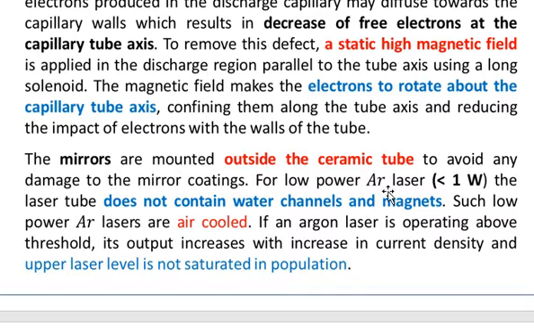For low power argon lasers having a power less than 1 watt, the laser tube does not contain water channels and magnets. Such low power argon lasers are air cooled.